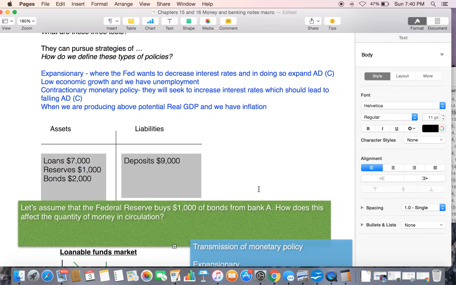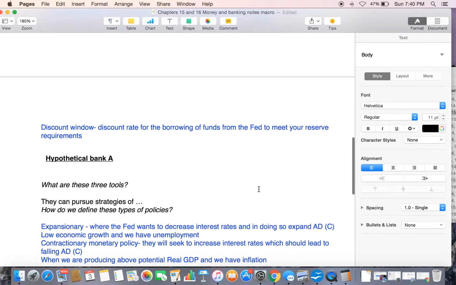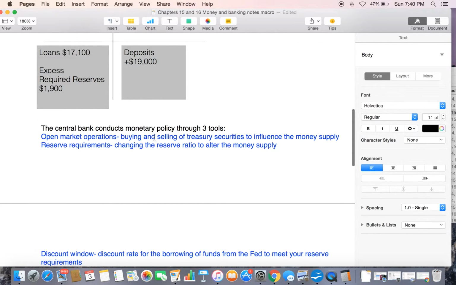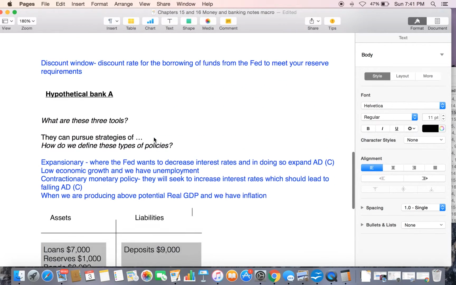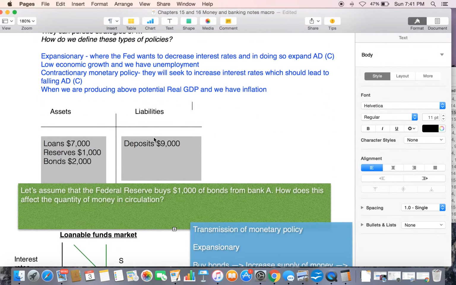So the way it works is that in open market operations, remember that the Fed is going to buy or sell treasury securities to influence the money supply. When we influence the money supply, we influence interest rates. When we influence interest rates, we influence consumption through the aggregate demand curve.